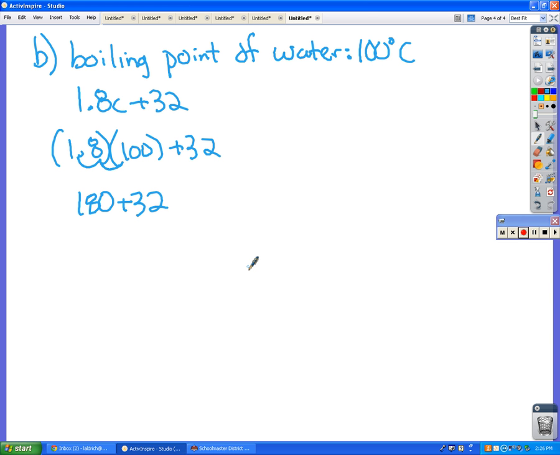Then I have to add the 32. 180 plus 32 is? 212. Okay. So in Fahrenheit, the boiling point of water is 212 degrees. So that's kind of awkward, but that's what we use and that's what we're stuck with. Okay? All right, let's do one more with this same formula.